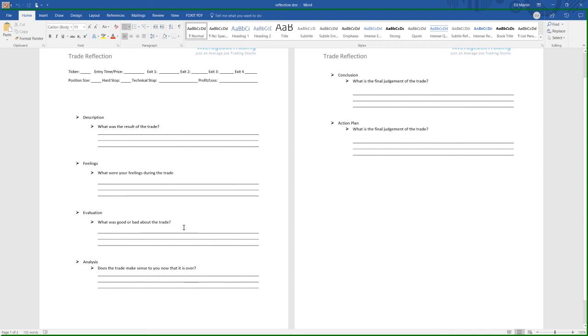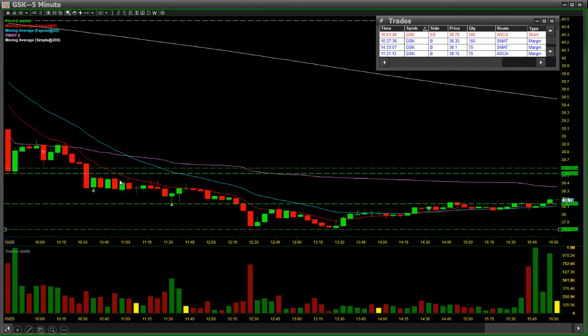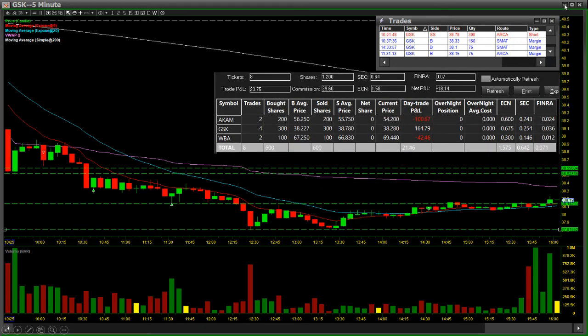So one of the bad things about it was the way I managed the last piece. Does the trade make sense to me now that it's over? Yeah, this was a sensible trade. We took it off the VWAP, on the rejection of the VWAP here, and the technicals kept me in the trade. I stuck to my trade plan until the last piece. But the trade did make sense.